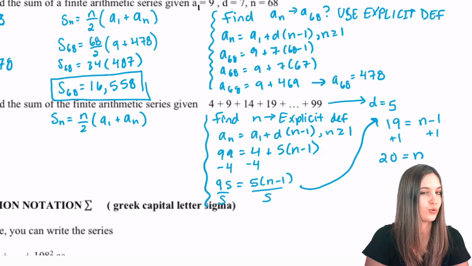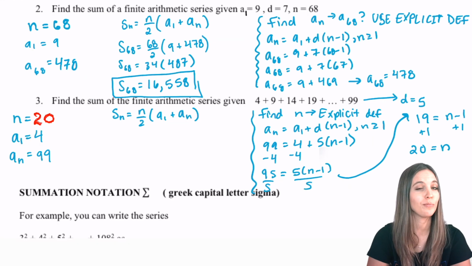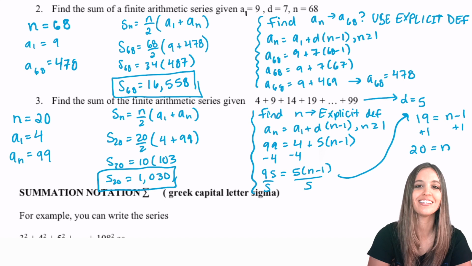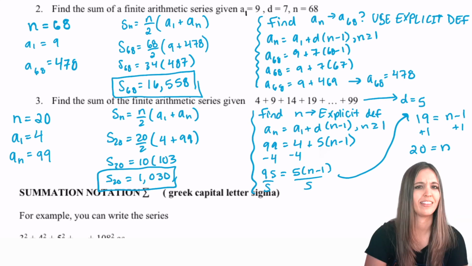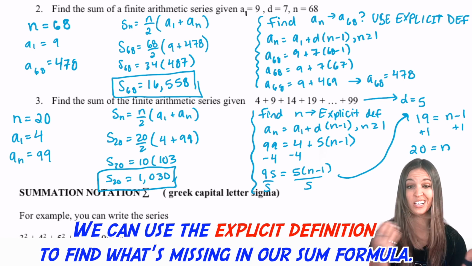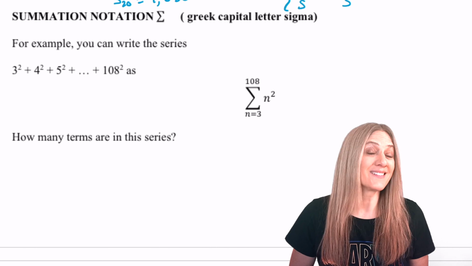Did you get n equals 20? Did you find it a different way? That's okay. Now that we know all the pieces, go find the sum. Look, our sum is 1,030. So looking back at these two, anytime we're missing something in our sum formula, we can just use the explicit definition to find it. To represent series, we need a more concise notation.